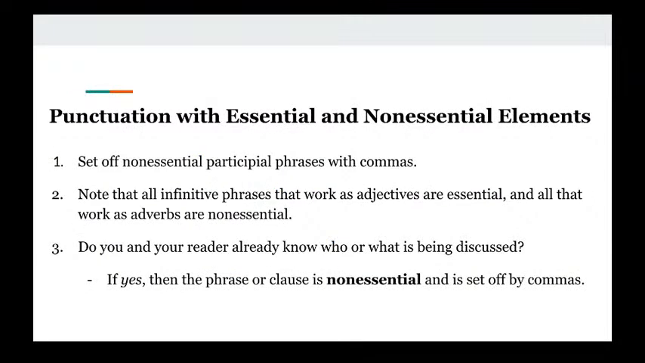So now, punctuation with essential and non-essential elements. We have some rules. One, set off non-essential participle phrases with commas. Two, note that all infinitive phrases that work as adjectives are essential and all that work as adverbs are non-essential. And three, do you and your reader already know who or what is being discussed? If yes, then the phrase or clause is non-essential and is thus set off by commas.